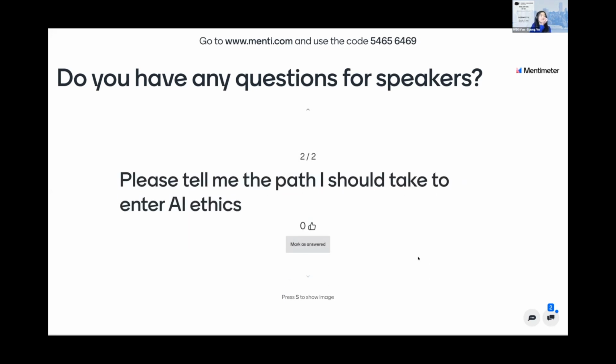The next question is, please tell me the path I should take to enter AI ethics. I think this is very similar to asking what paths you could take in AI ethics. If you want to focus or specialize in AI ethics, what directions could you go into? It seems like a very broad sector.